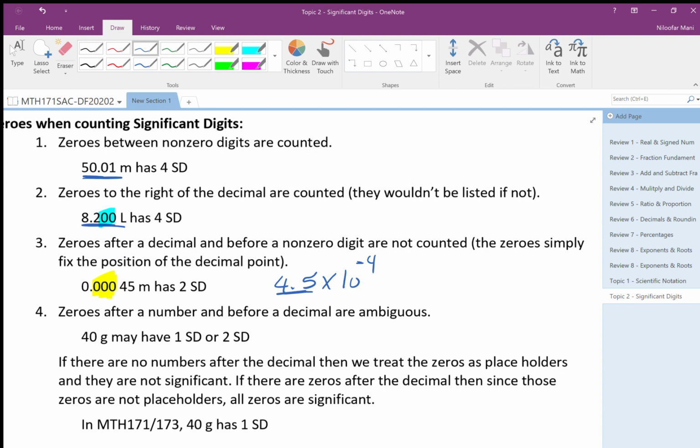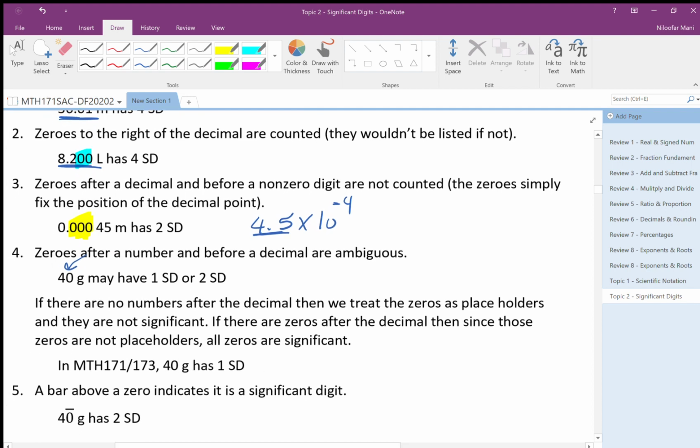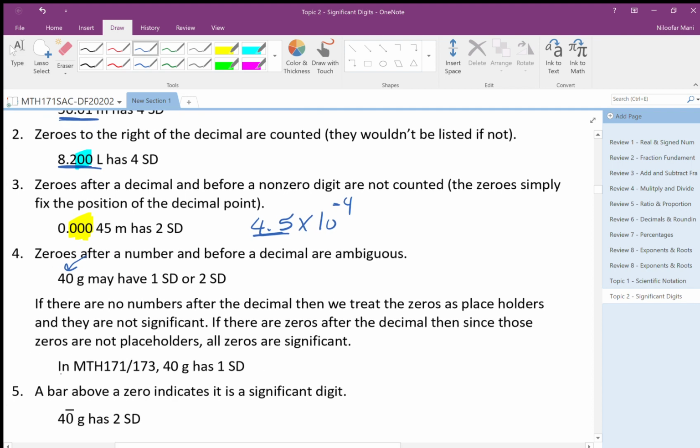Zeros after a number and before a decimal mean these zeros are ambiguous, meaning they are not clear. It depends on many things, but for this course, we say we don't count those zeros.